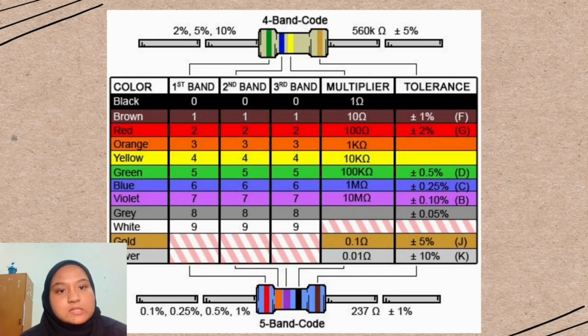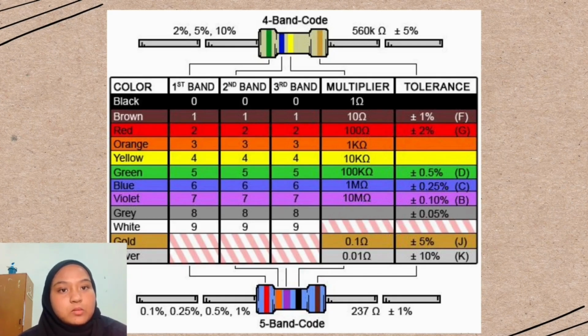The green one is first band, which is value of 5. Second is second band, blue, which is value of 6. The third one is not a third band, but actually a multiplier. Its value 10 kilo ohm.